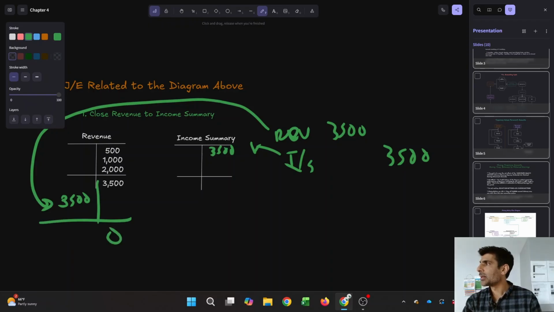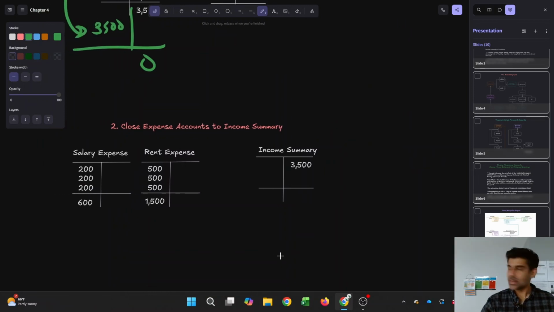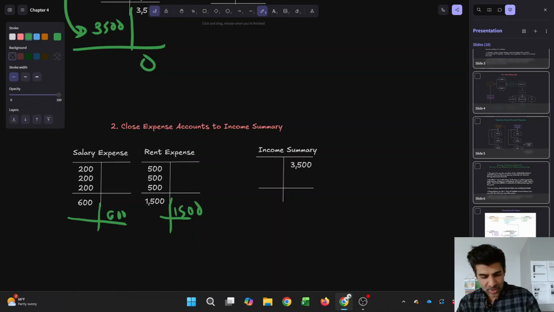We agree my balance is now 0 for revenue. We're good with that? But I haven't lost it. It's still living here. It's just now in a different place. So now these are my different expense accounts, and the goal is to get all of them to be 0. I already know I'll have to credit this 600, and I'll have to credit this 1,500. So let's just put in those two credits.